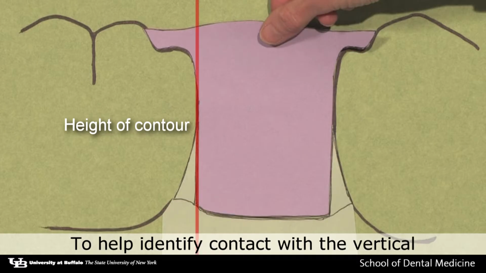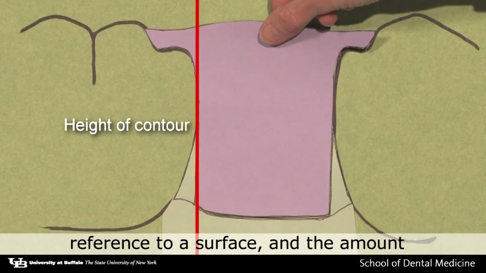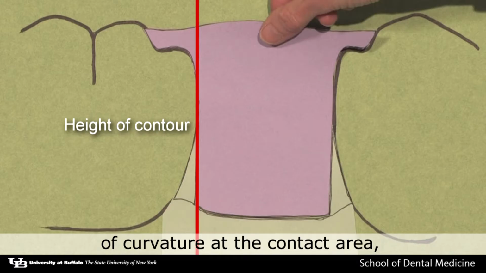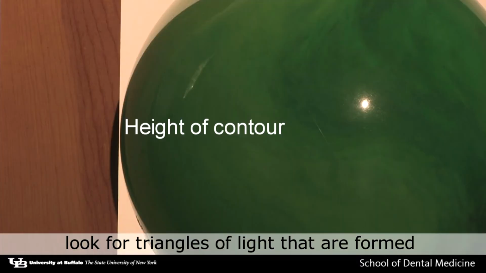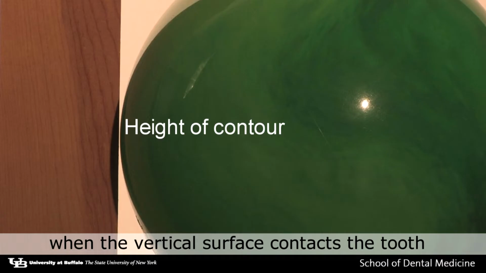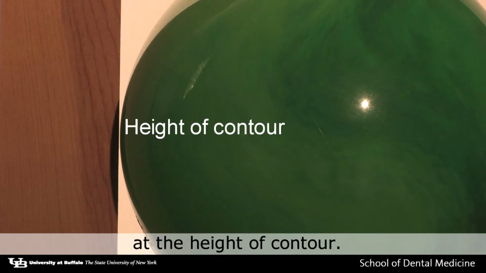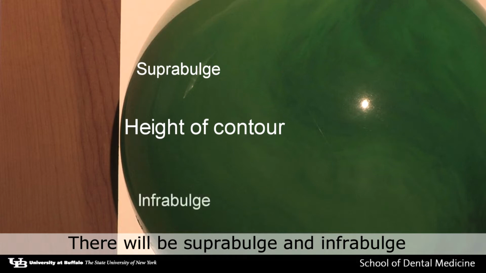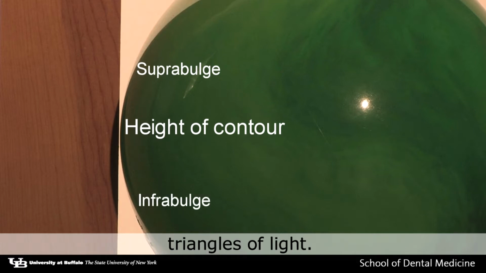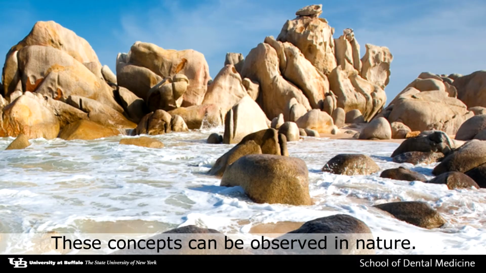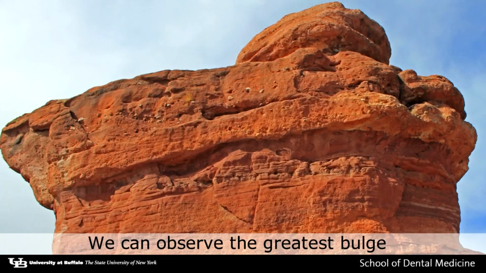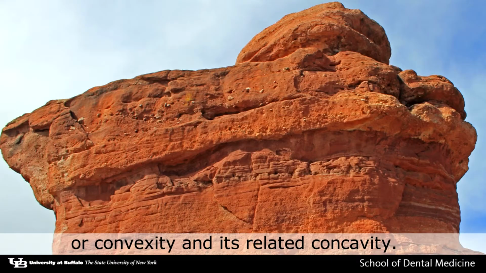To help identify contact with a vertical reference to a surface and the amount of curvature at the contact area, look for triangles of light that are formed when the vertical surface contacts the tooth at the height of contour. There will be suprabulge and infrabulge triangles of light. These concepts can be observed in nature. We can observe the greatest bulge or convexity and its related concavity.